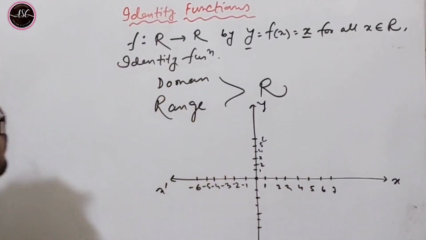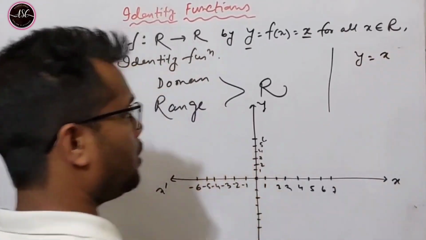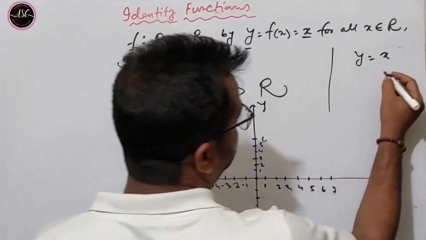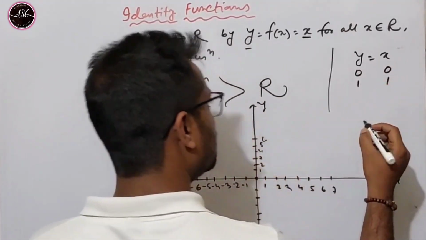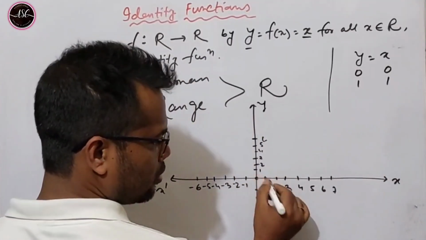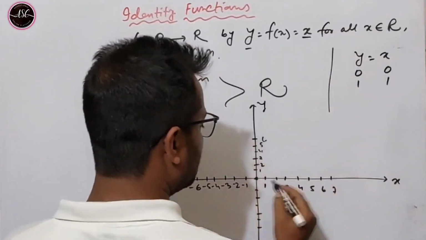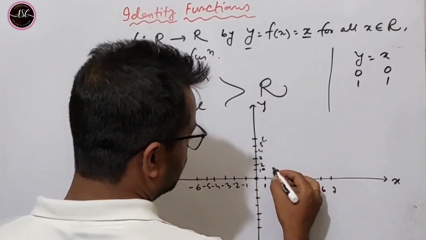Okay. So by this equation y is equal to x, where x, y both belong to R. If we put x equal to 0, we get y equal to 0. X equal to 1, we get y equal to 1. So we get 0, 0, so the coordinates in two dimensions. The point will be here. Then 1, 1, this is the point. Then 2, 2.